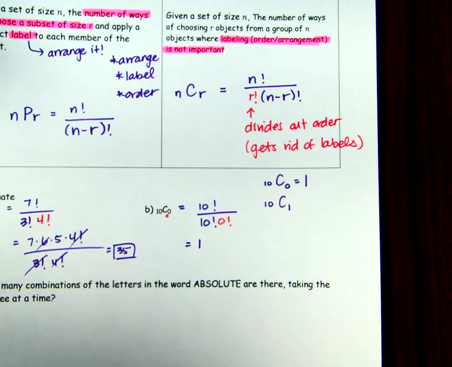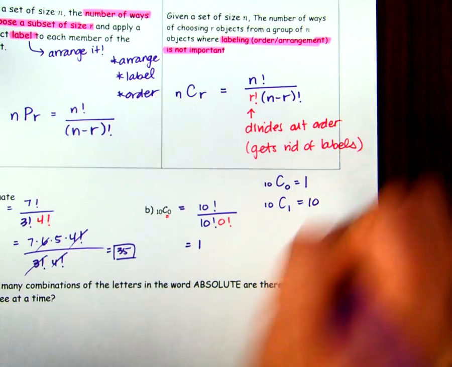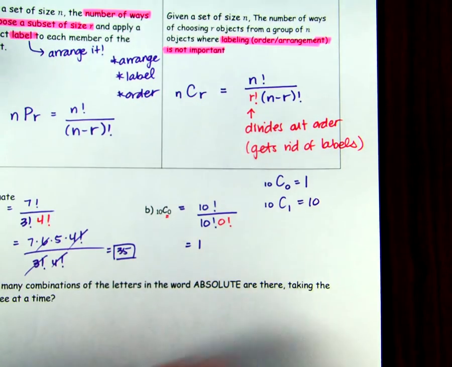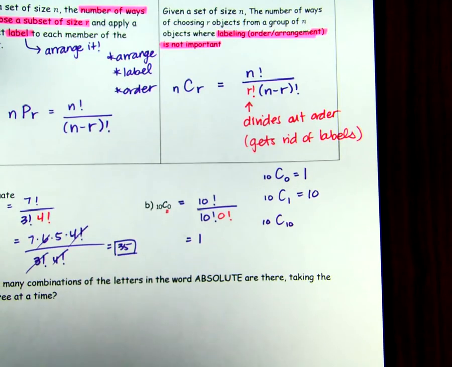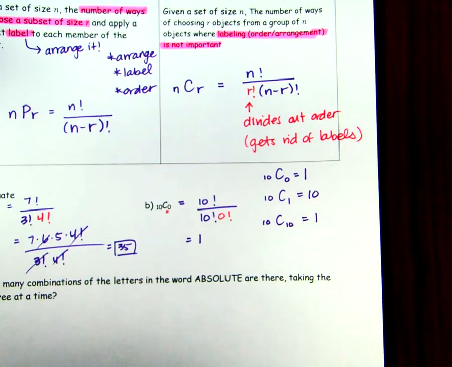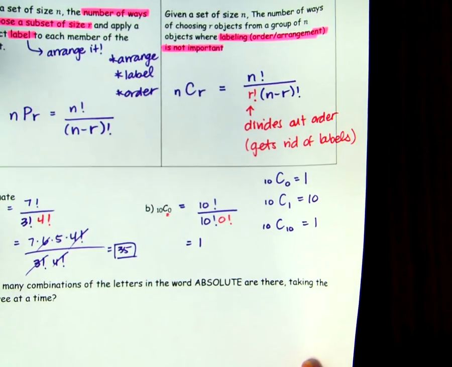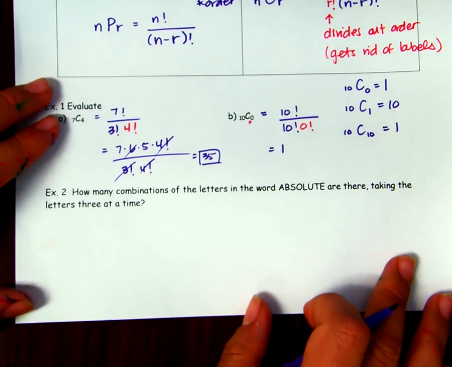10 choose 1. If you have 1 person groups, the number of ways that you can get 1 person in a group is 10. You have 10 options. And then 10 choose 10. If I have 10 people and I decide to group all 10 of them, the only way for me to group all 10 of them is to just get them all. So you just choose all of them. There's only one way to do that. Okay? Alright. So now let's go ahead and apply it.